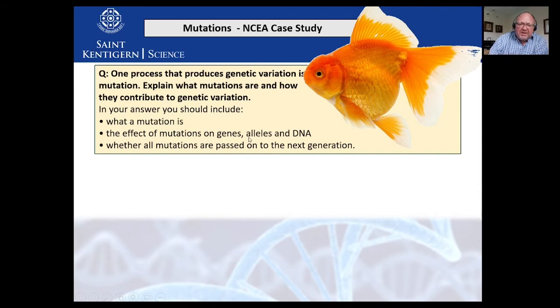The effect of the mutation on the genes, alleles, and DNA. The effect of the mutation on genes is that it changes the base sequence. When it changes the base sequence, that changes the allele because it changes the protein, and hence it creates a new allele. If it is not in the somatic cells but in the gametic cells, then it can be passed on and kept in the DNA for the offspring. But somatic cells will not be.